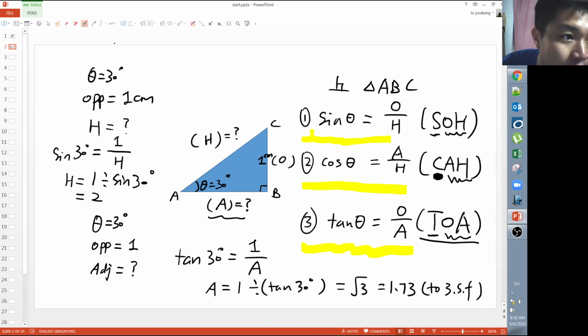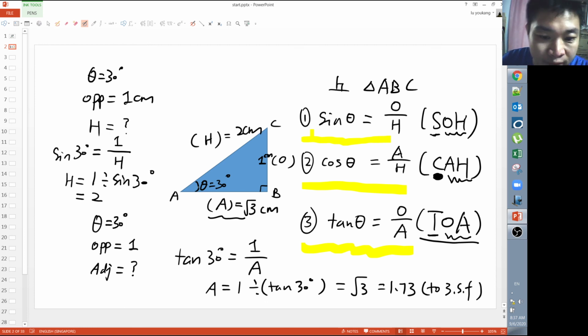So that's how you can figure out your A and H using one of the three rules here. Your A is equal to square root 3 cm and H is equal to 2 cm. Very simple, not so complicated, right? All right, so that's about it.